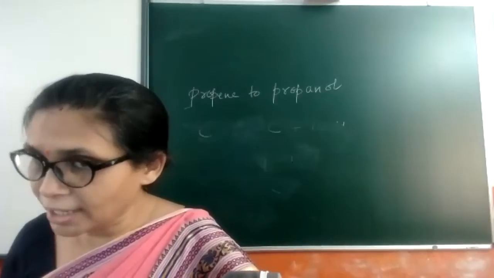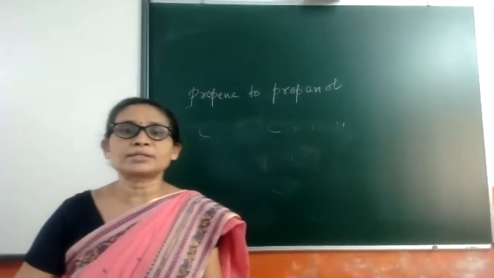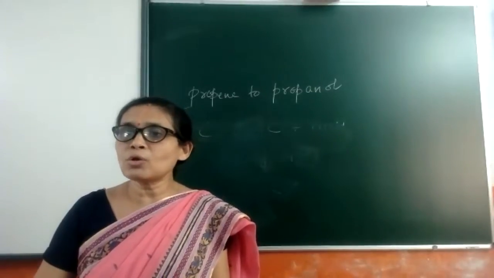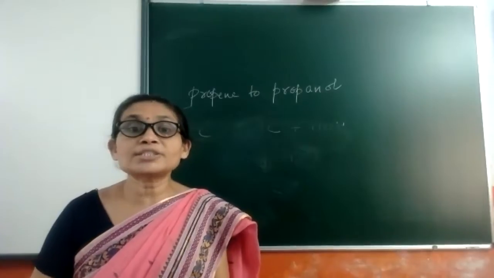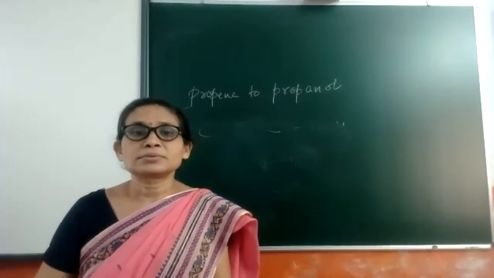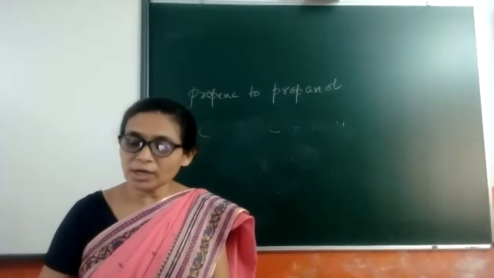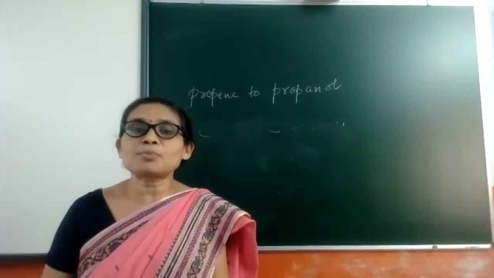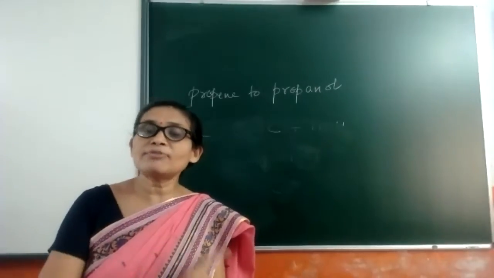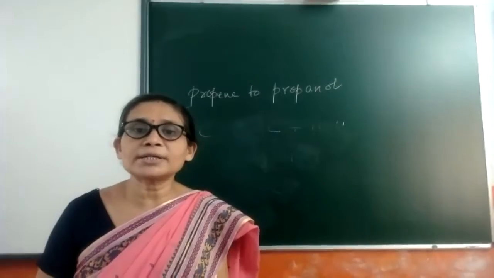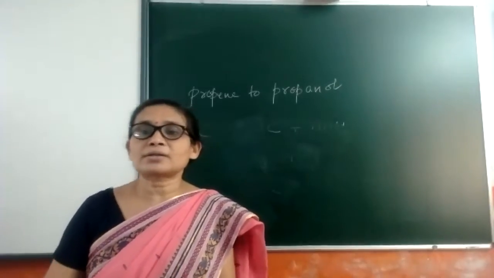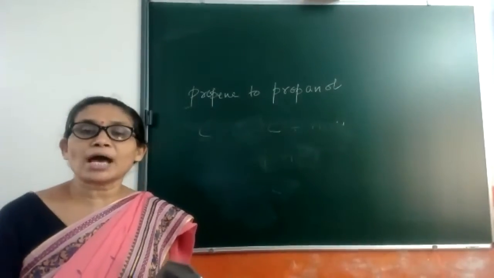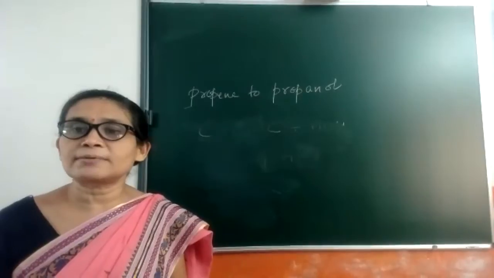But you know, anti-Markovnikov rule is required. But the problem is anti-Markovnikov rule only is valid for HBr. That I have told you last year. Only with HBr and peroxide, anti-Markovnikov rule is possible. But anyhow, here we need anti-Markovnikov, isn't it? So first we will add HBr. So in first step, you will add HBr in propene in presence of peroxide.